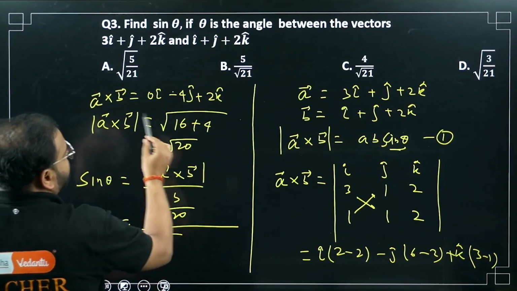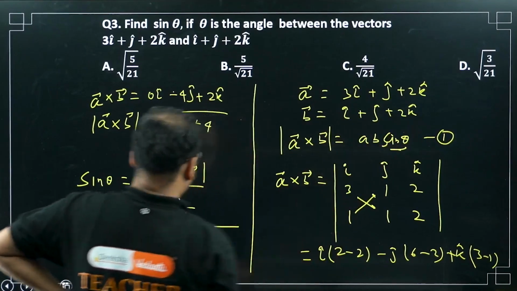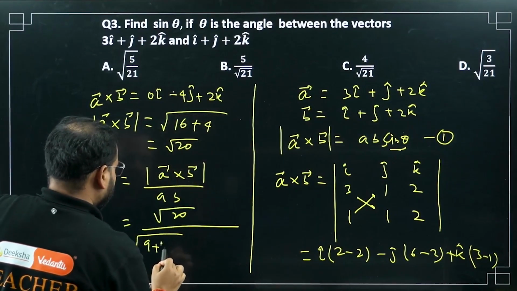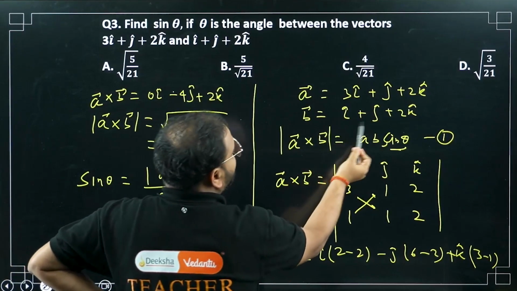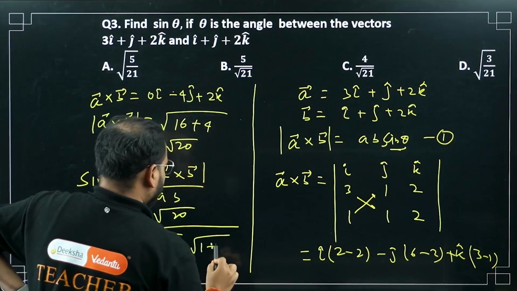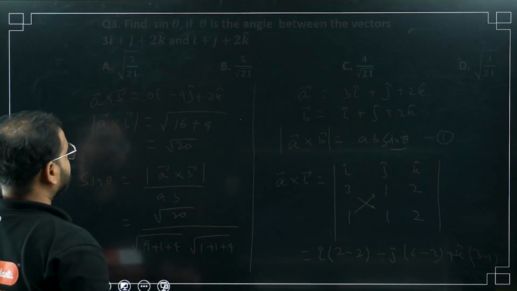Mod of A, sir, from here: 9 plus 1 plus 4. How about this? Mod of B? 1 plus 1 plus 4.